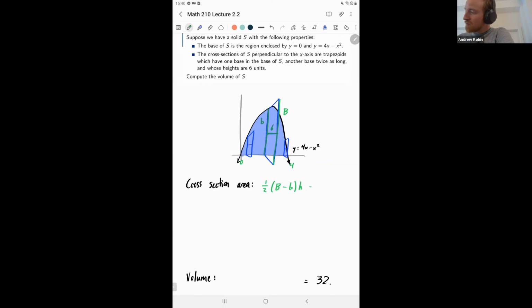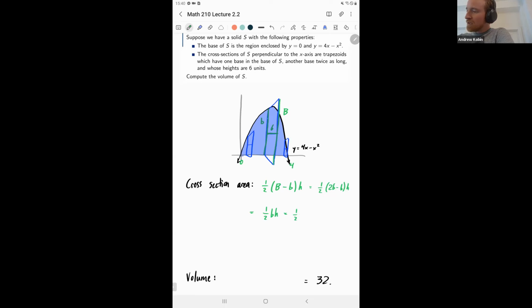And in our case, the big base is twice the little base. So for us, this will be 1/2 times 2b minus b, times h. I'll write it all out. And, well, let's see what we get. So 2b minus b, that's just b. And let's plug in b and h given by the problem.